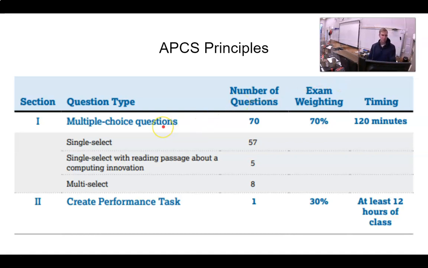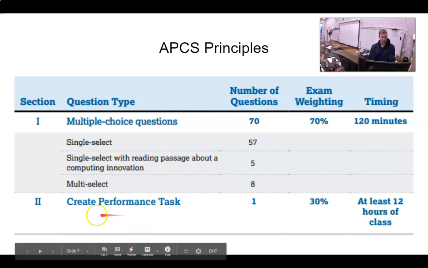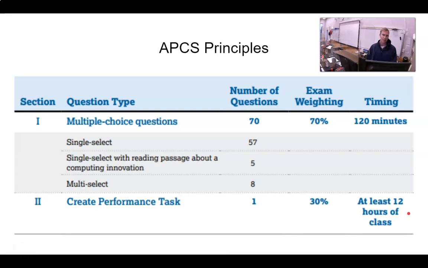So there's a traditional multiple choice exam that students take that is 70 questions, but there's also a performance task. The performance task is 30% of their AP score, and this is something that they do during class time. They're given at least 12 hours of class time, and they submit it to the College Board before they take their AP exam. And so this is, again, something that they can do on their own.